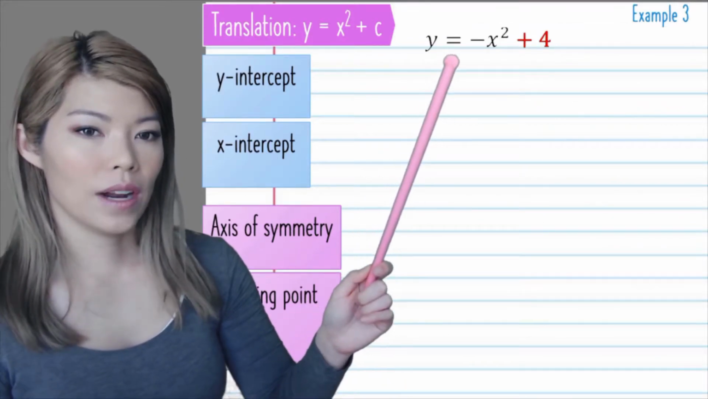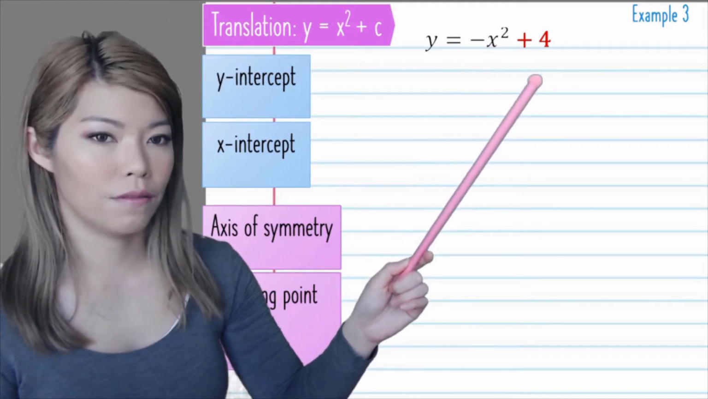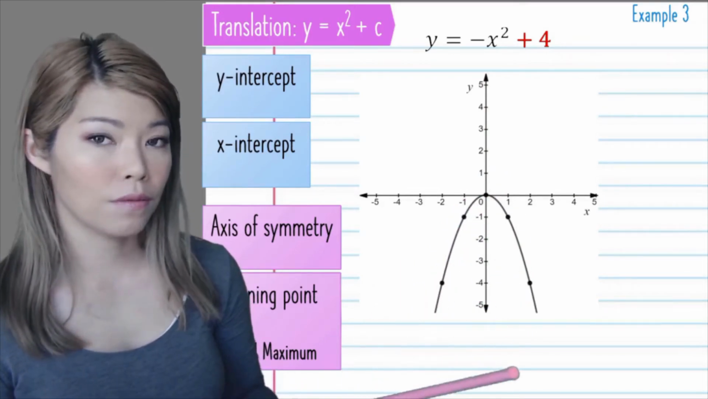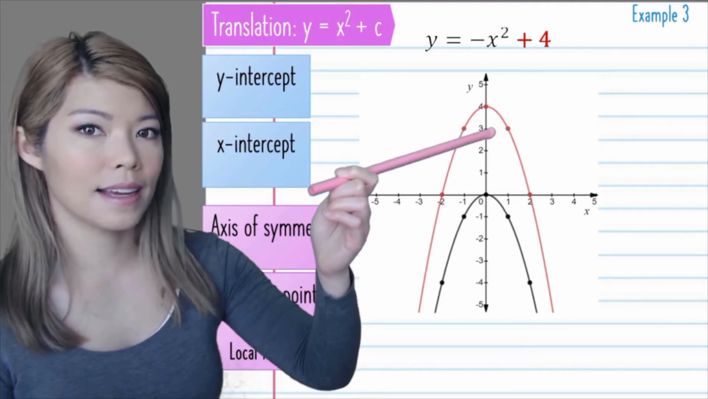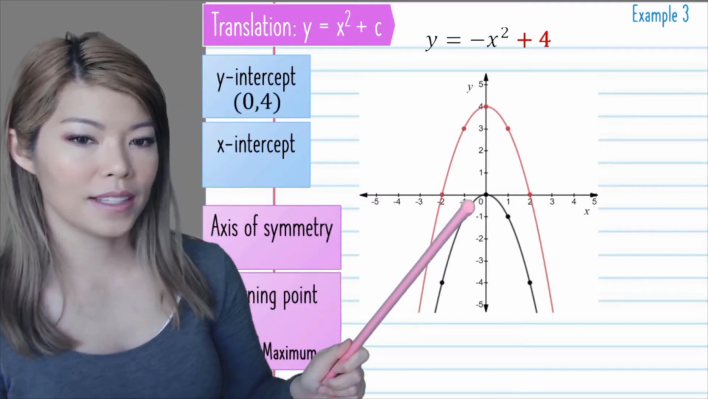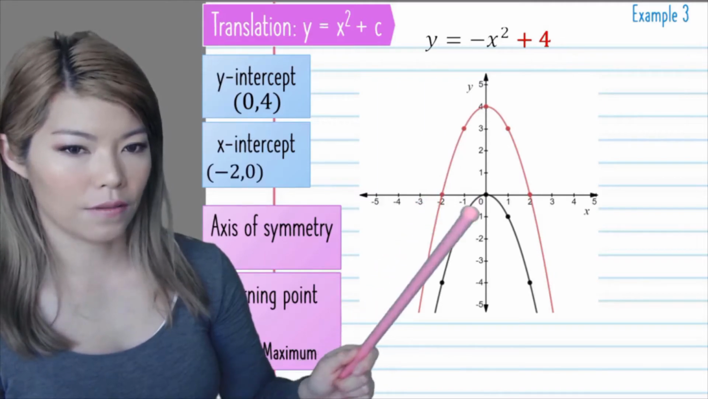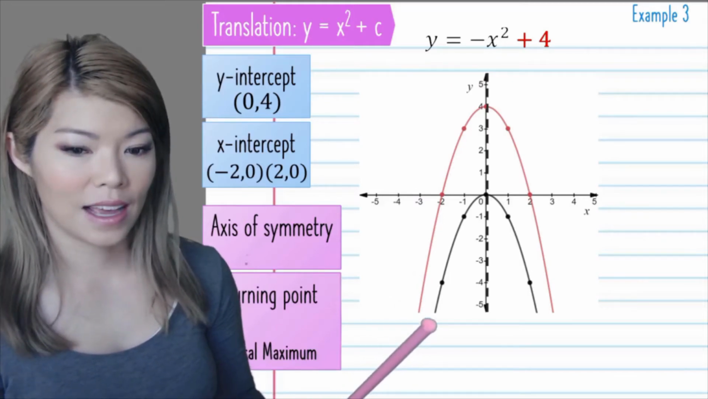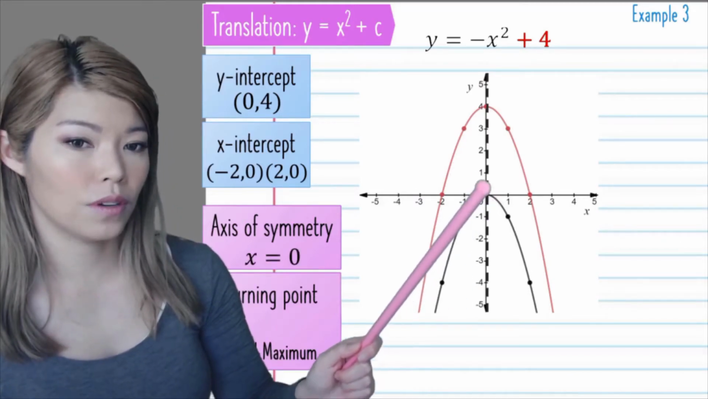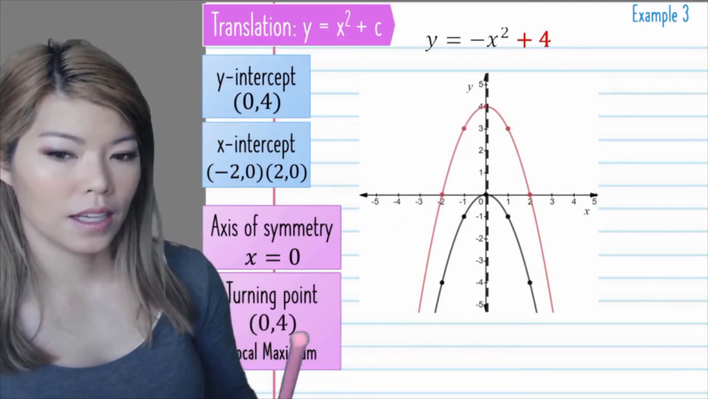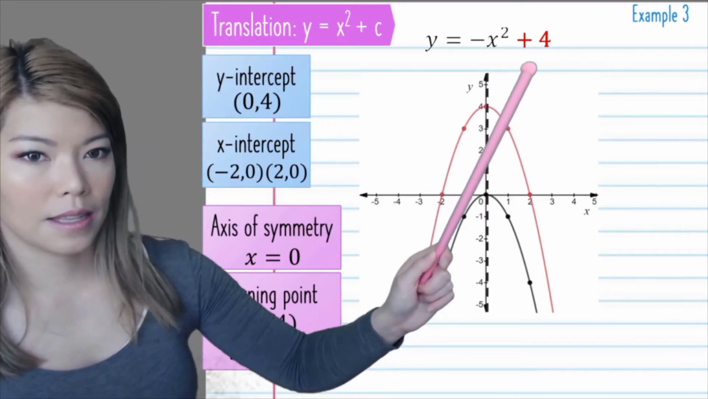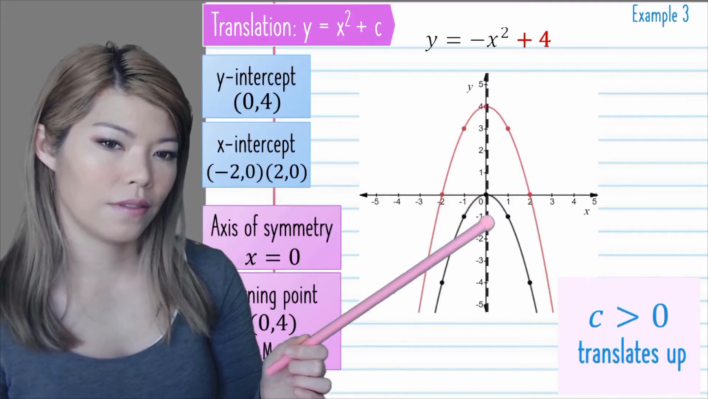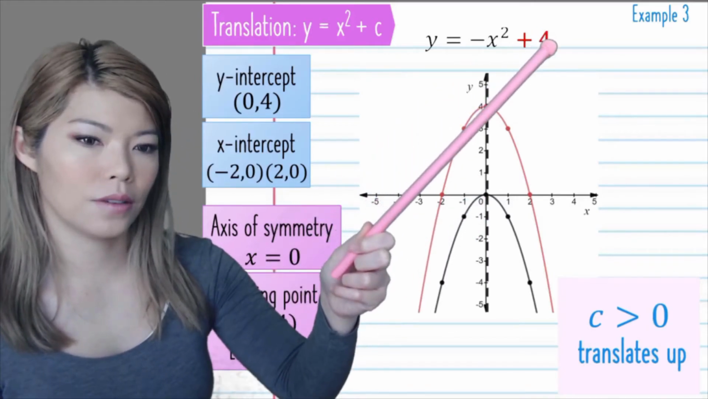Example 3. What happens if I have a negative graph and then I add 4 to it? So a negative graph will look like that, negative x squared. And when I add 4, it means I have that whole graph, copy paste it, and move it up 4. So the y-intercept has changed to 0, 4. Now we have two x-intercepts, -2 and 2. The axis of symmetry has not changed, and the turning point has changed because it's now moved up to that point over there. So we notice that the turning point has the matching value of the translation. So take a note of that. So we say this graph has also been translated up because the value c is greater than 0.